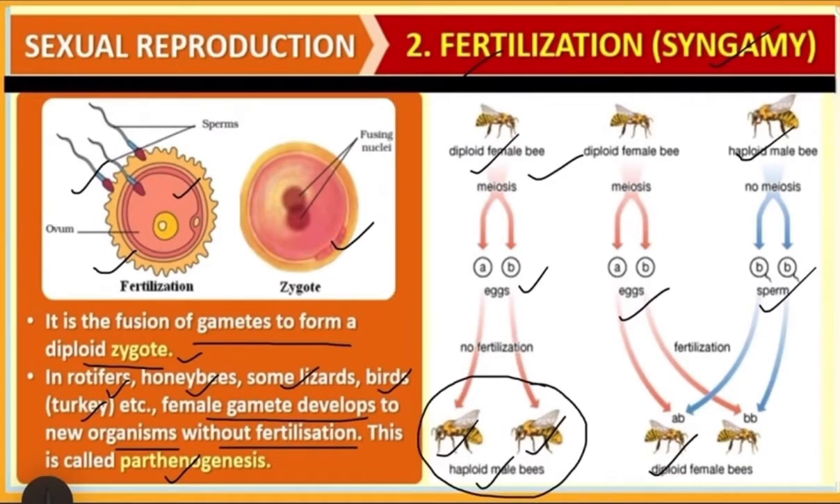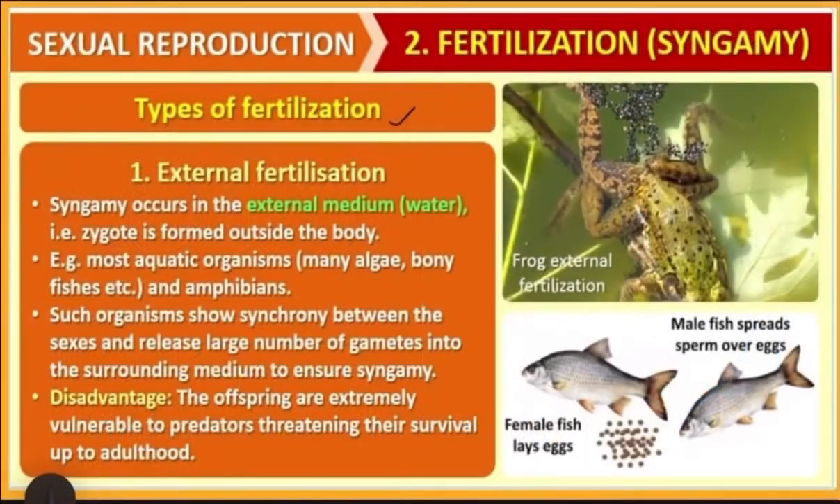Here no fertilization is taking place and a new individual is formed. And this new individual is male in case of honeybees. Let us see the types of fertilization. First, external fertilization. What is this?